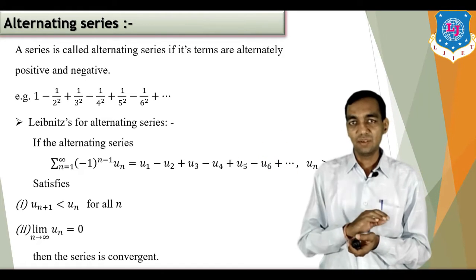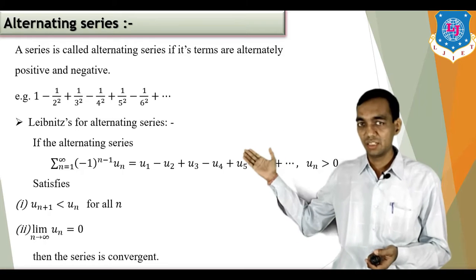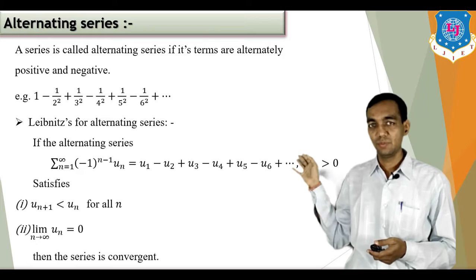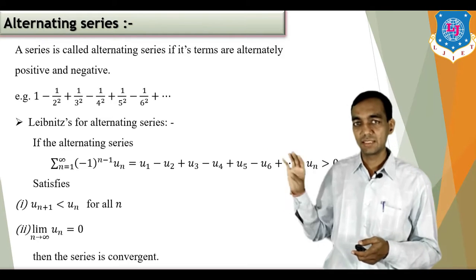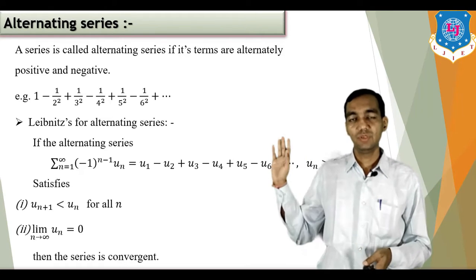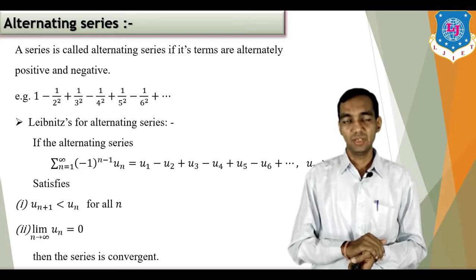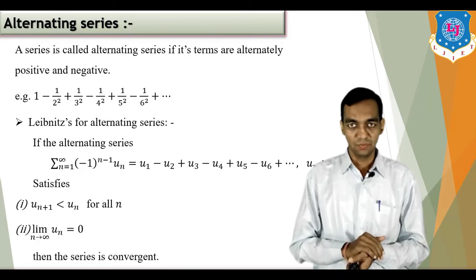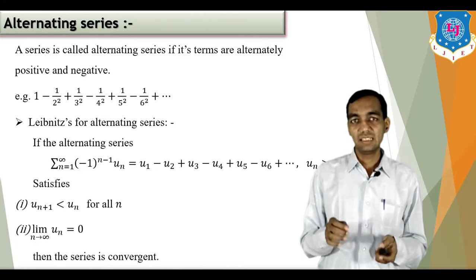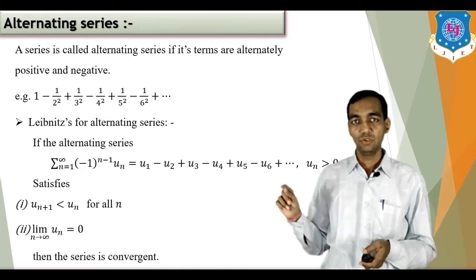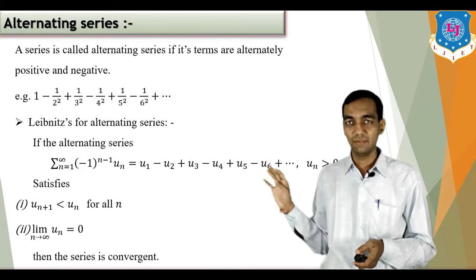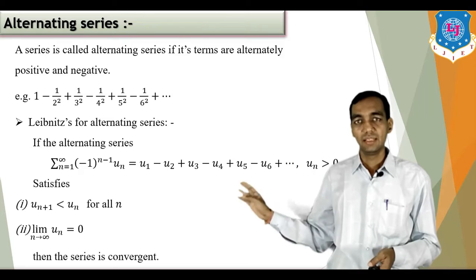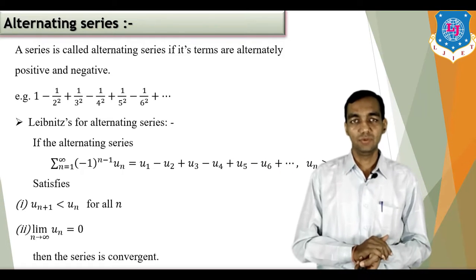For the Leibniz test, suppose sigma minus 1 raised to n minus 1 into un. That means u1 minus u2 plus u3 minus u4 and so on, where un is greater than 0. That means we are separating the power of minus separately, and the remaining term is a positive term. So if this series satisfies two conditions, un plus 1 is less than un for every n, and the limit of un is 0, then this series is going to be convergent.